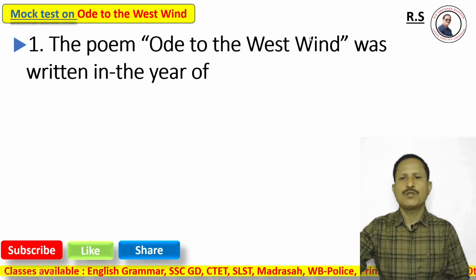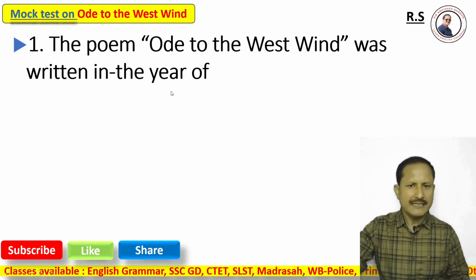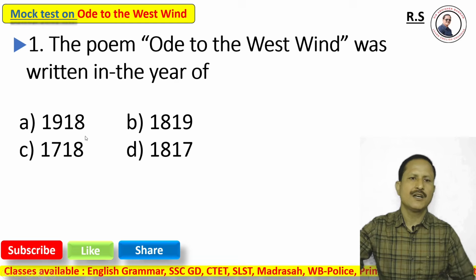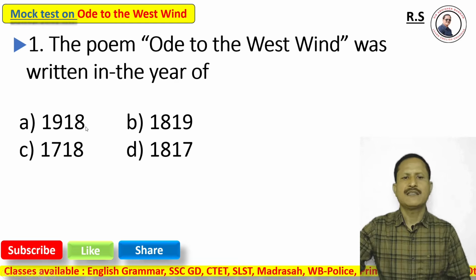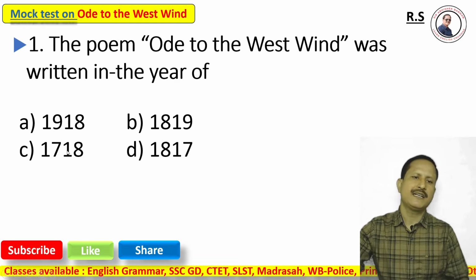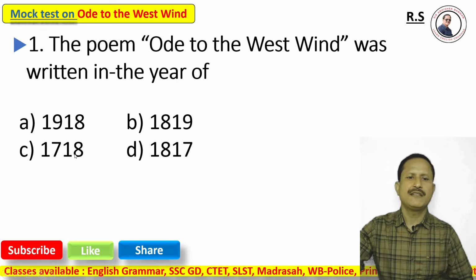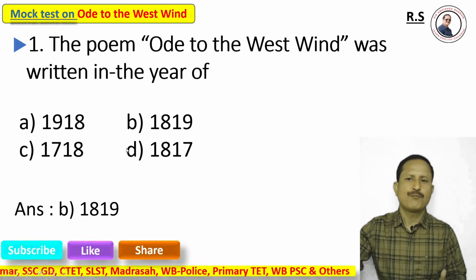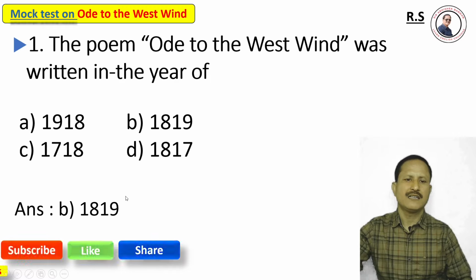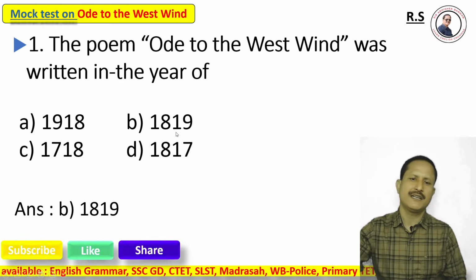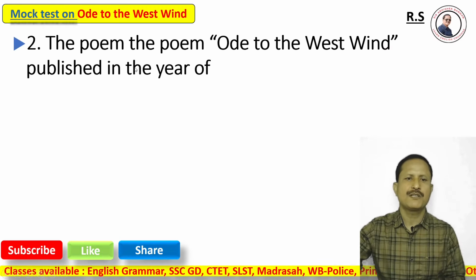First question. The poem Ode to the West Wind was written in the year of: option A, 1918; option B, 1819; option C, 1718; option D, 1817. And the correct answer is, the poem was written in the year 1819.